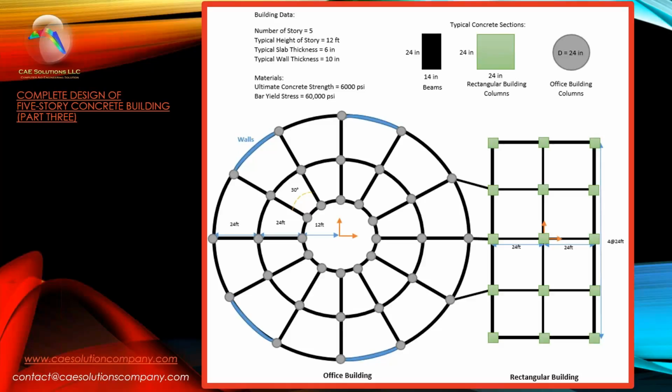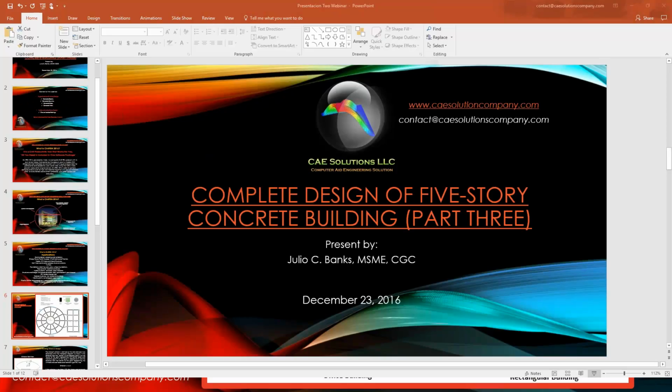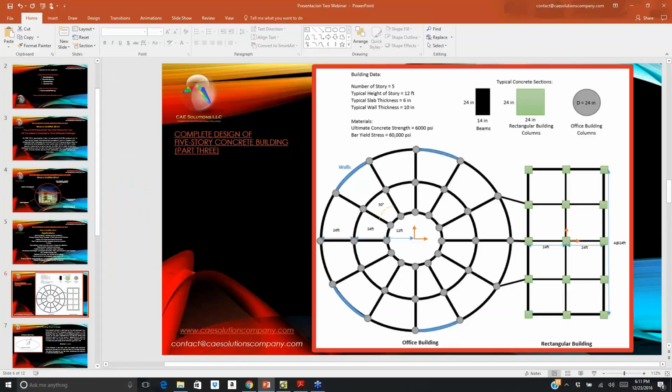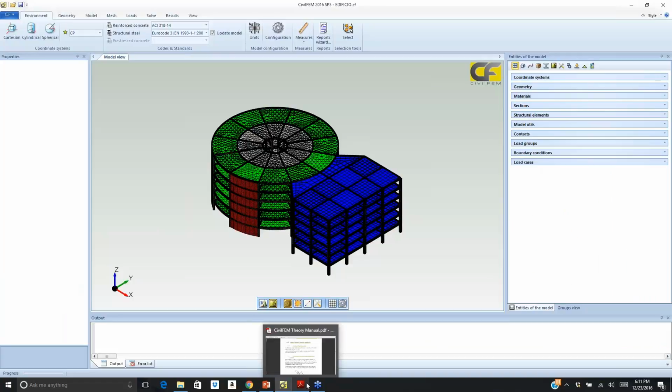Now we'll proceed to the last part of the study to demonstrate how CivilFEM is able to analyze given steel reinforcement, and then if not sufficient, it'll design by selecting the amount of steel required.